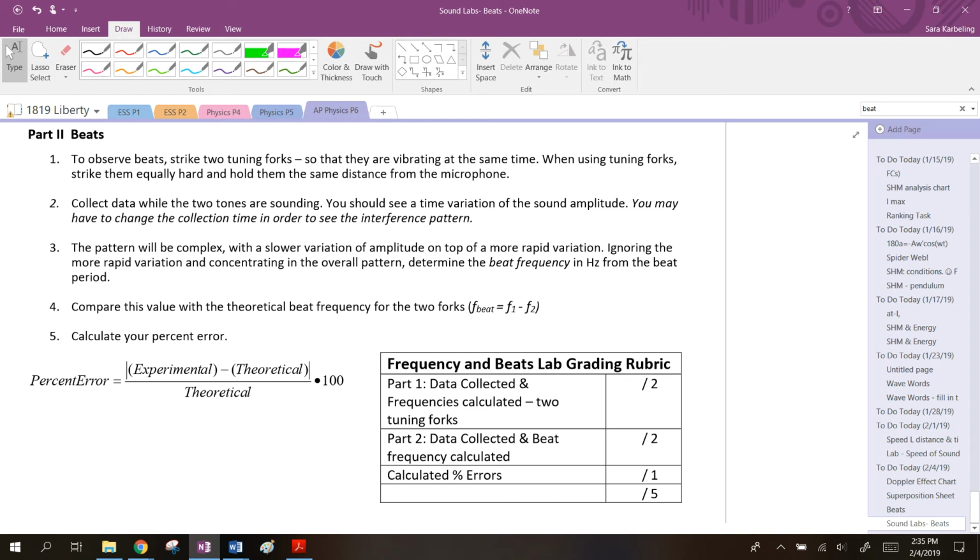Okay? You're going to compare that theoretical frequency with the actual or your measured. And you're going to calculate percent error for that as well, okay? You should have time to get all of this done in class today. That is my goal and hope for you, okay?